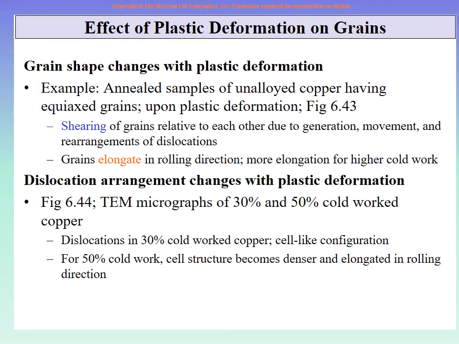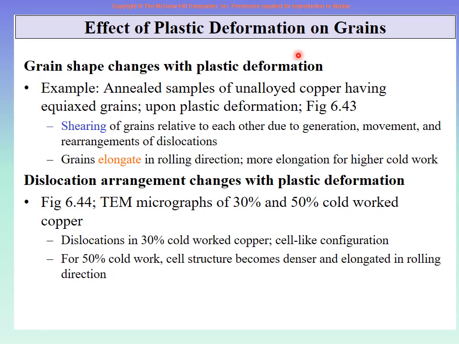You may not have done manufacturing, but you know in many places rollers are there, and if you put a metal through two rollers which are rolling, then the metal will reduce in thickness and will become longer in length. So, this is a very general method for reducing the thickness and increasing the area. So, if the operation of rolling is going on, then in the direction where they roll, length will elongate. So, this is one change, that grain shape changes.